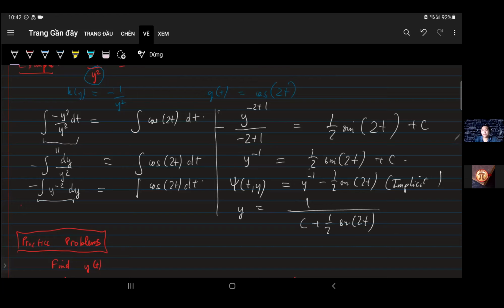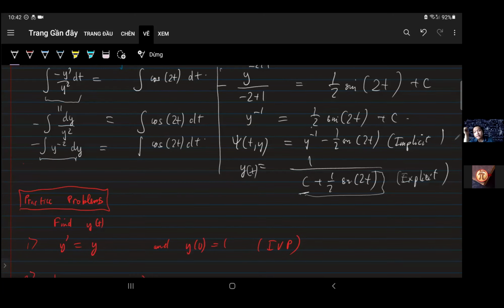Very good. So y here, just take 1 over c plus 1/2 of sine of 2t, right? But pay attention that if c is between -1/2 and 1/2, it can make this one become 0, right? And it doesn't make any sense. So you will have a lot of vertical asymptotes, that kind of behavior, if you write it down explicitly. So this is the explicit formula, but be careful with that.